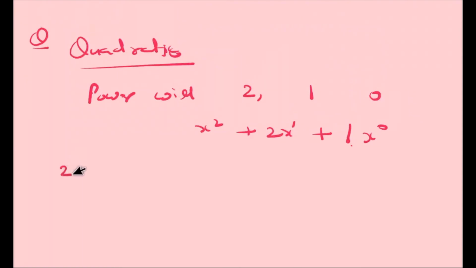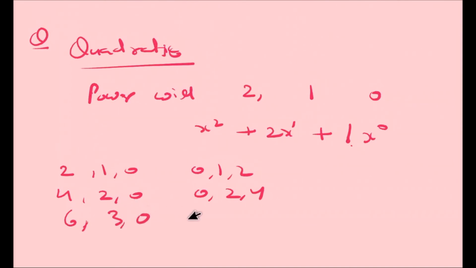It can be this way, 2 1 0 or 0 1 2, or it may be double 4 2 0, 0 2 4. Okay, it may be triple, cube, 6 3 0 or 0 3 6. This way you can understand that this question belongs to quadratic equations.